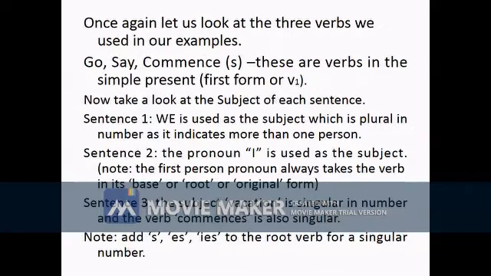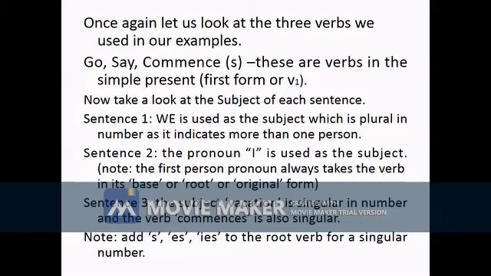Once again, let us look at the three verbs we used in our examples: go, say, and commence. These are verbs in the simple present, that is first form or V1. Now take a look at the subject of each sentence. Sentence 1. We is used as the subject, which is plural in number, as it indicates more than one person.